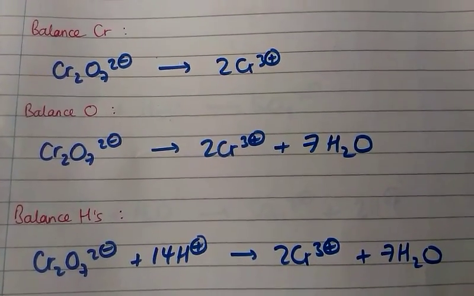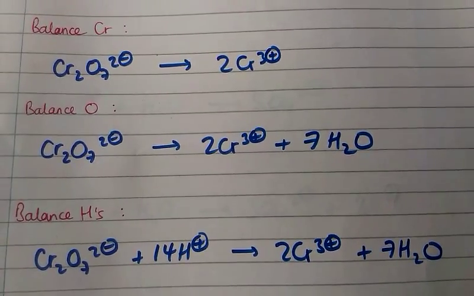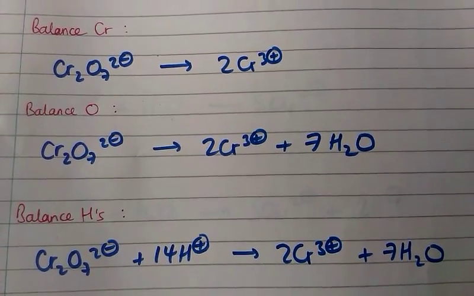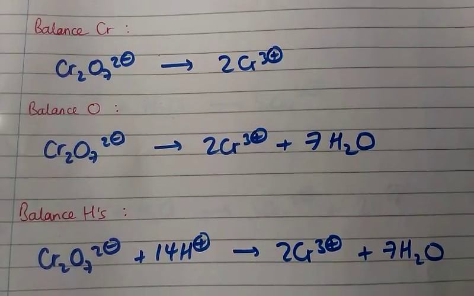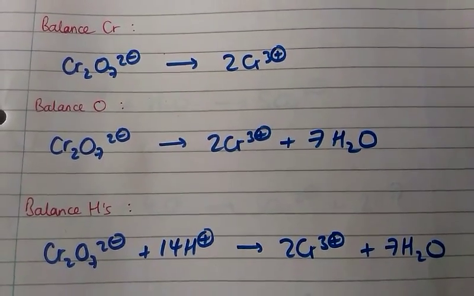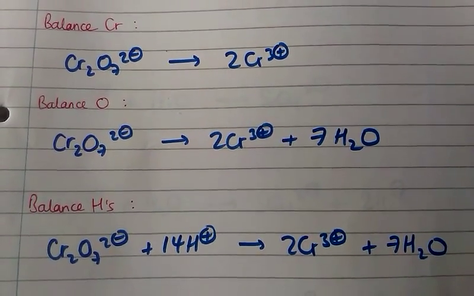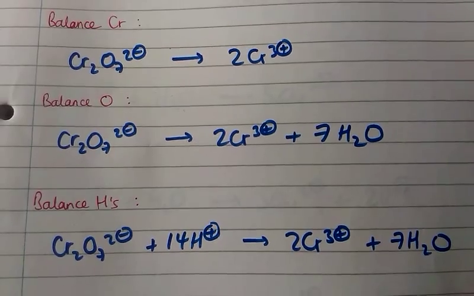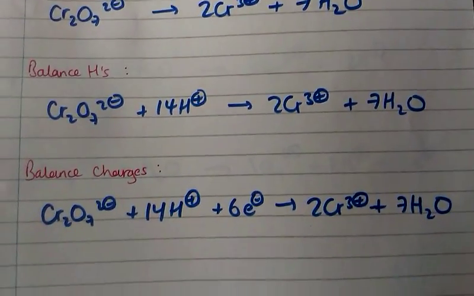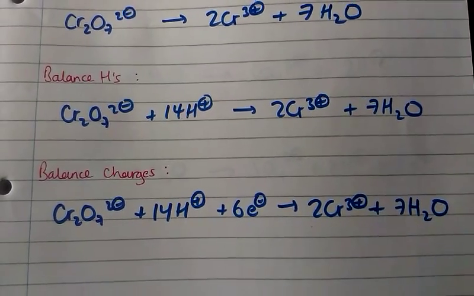And finally we need to balance the charges. So on the left, the overall charge we have -2 plus 14 gives +12, and on the right hand side we have an overall charge of +6 because there are 2 chromium 3+ ions. So to balance 12 with 6 on the left hand side we need another 6 electrons. So that's the overall balanced equation.